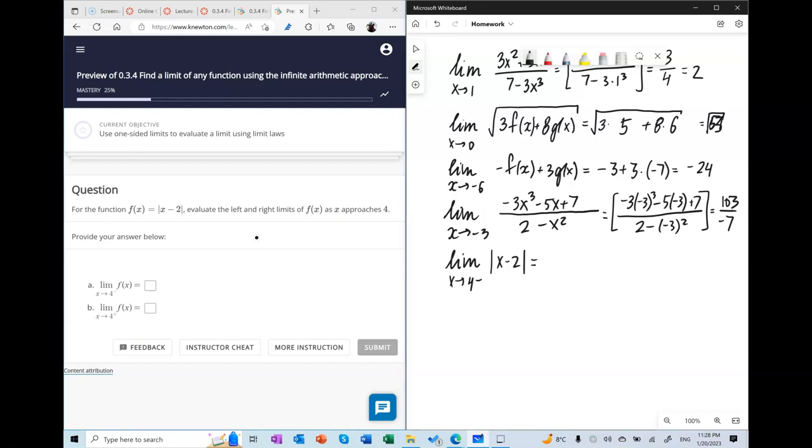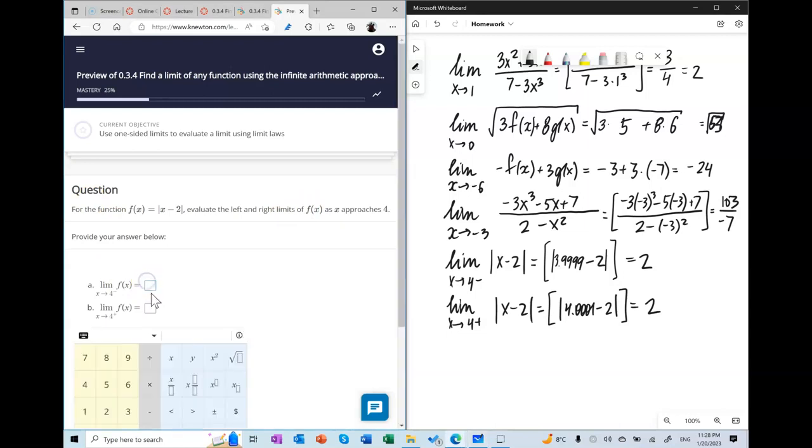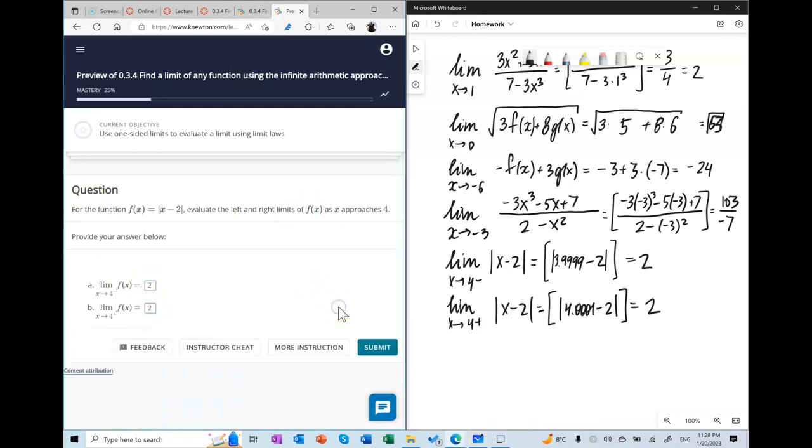So when I plug in 4 from the left, it's like I'm plugging in 3.99999 minus 2, in an absolute value. And what happens here? Something that approaches 4 minus 2 approaches 2, and the absolute value of that is just 2. And what happens when I do it with 4 plus? Nothing really happens. You're just plugging in some number that is slightly greater than 4, but it's still going to be close to 4. So when you subtract 2, it's close to 2, and the absolute value of 2 is still 2. So both of these answers are 2 and 2.